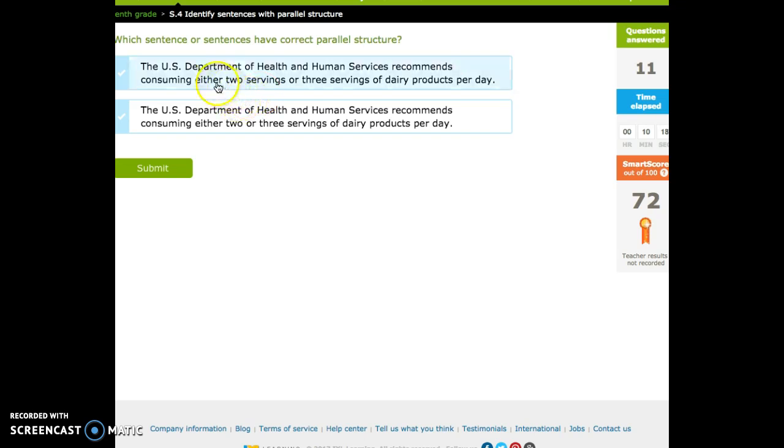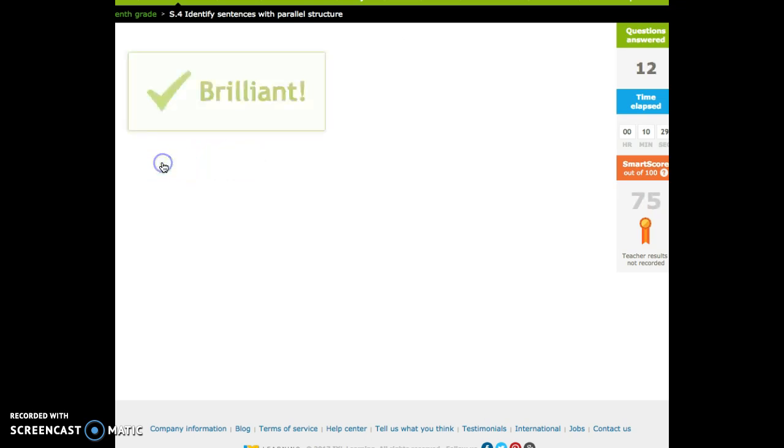Okay, either or. So either 2 servings or 3 servings. Makes sense. Either 2 or 3. Makes sense.